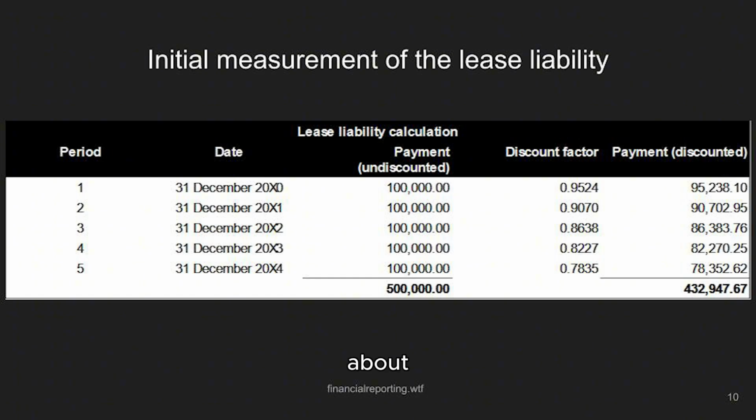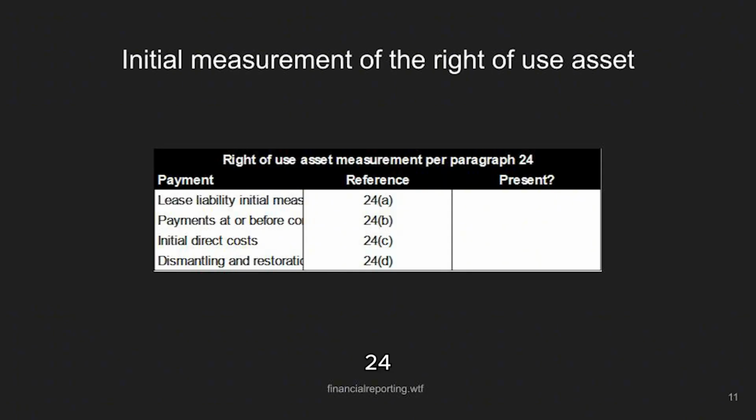Now we can begin to think about our right-of-use asset. Under paragraph 24, we have a few items to consider for measuring our right-of-use asset. We begin with the initial measurement of the lease liability as our basis. We then consider payments at or before commencement of the lease term, initial direct costs incurred by the lessee, and an estimate of costs to be incurred by the lessee in dismantling and removing the underlying asset, restoring the site on which it is located, or restoring the underlying asset to the condition required by the terms and conditions of the lease. In this example, we don't have any of these.